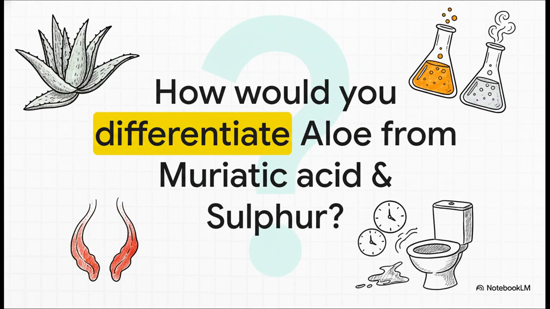And we'll end with this question for you to chew on. We know aloe's hemorrhoids look like muriatic acid's, and its morning diarrhea is just like sulfur's. So based on everything we've covered, especially the modalities and all the other symptoms, how would you confidently tell them apart in a real clinical case?